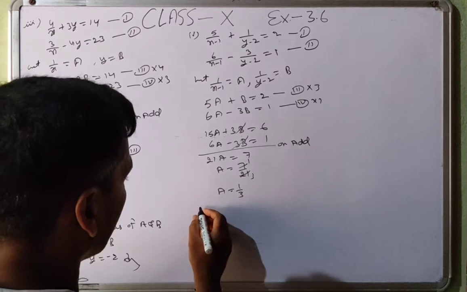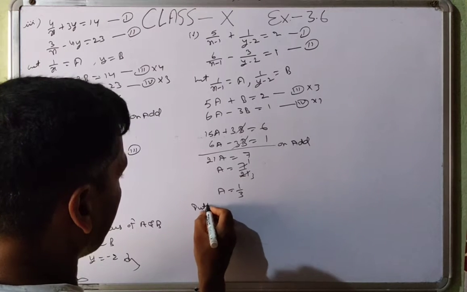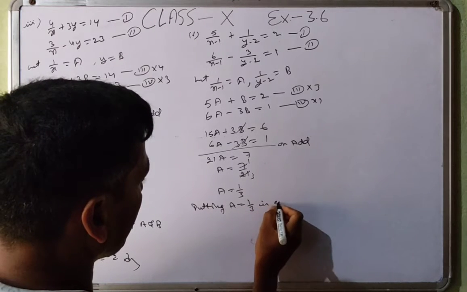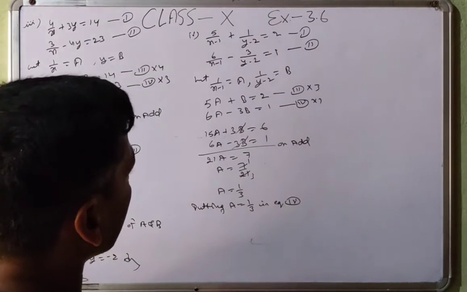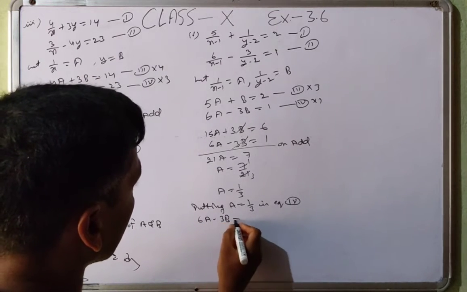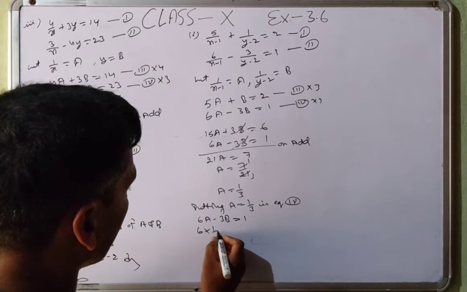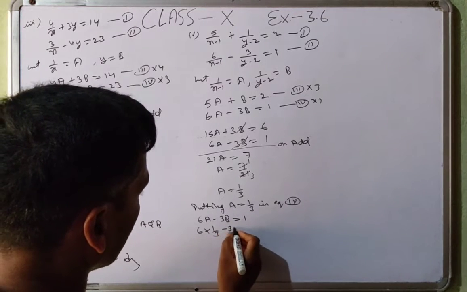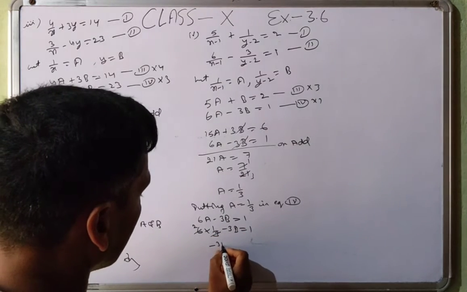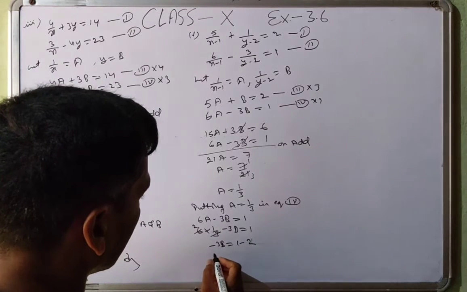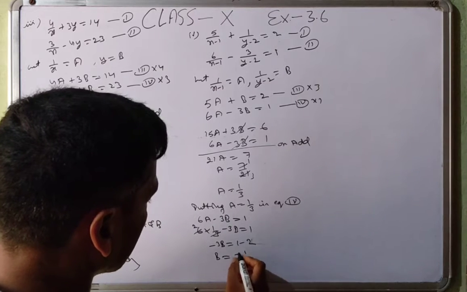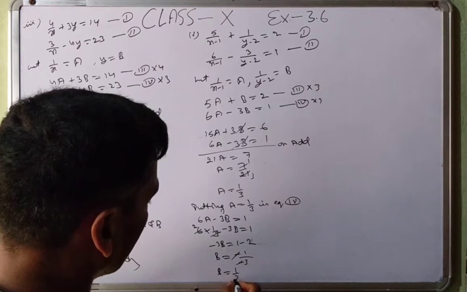Now putting a is equal to 1 upon 3 in the fourth equation is better. So 6a minus 3b is equal to 1. So 6 into 1 upon 3, that is 2, minus 3b is equal to 1. So minus 3b is equal to 1 minus 2. So b is equal to minus 1 upon minus 3, minus cancels by minus. So b is equal to 1 upon 3.